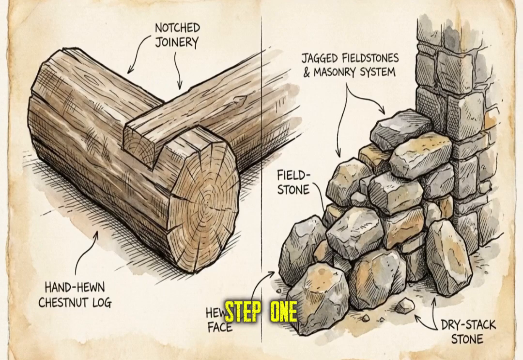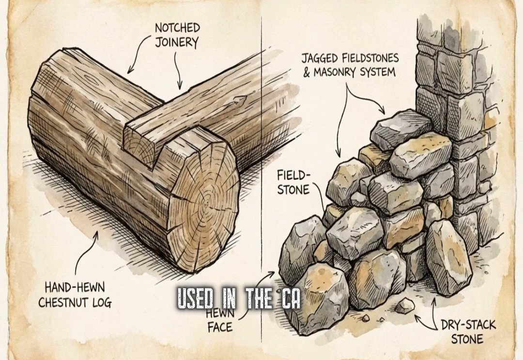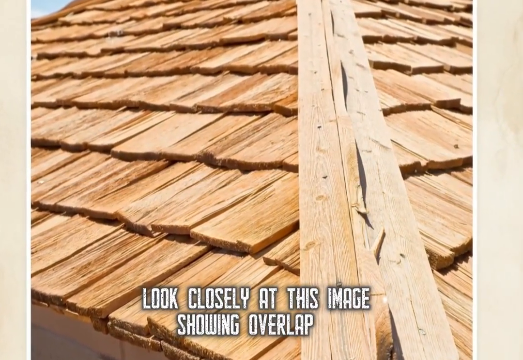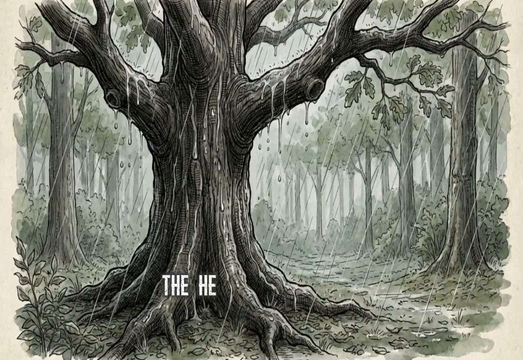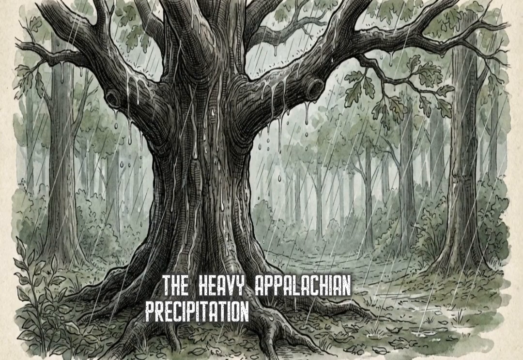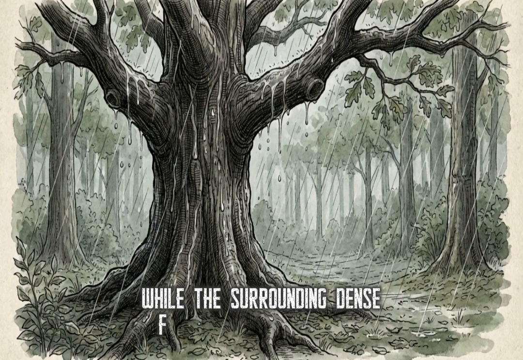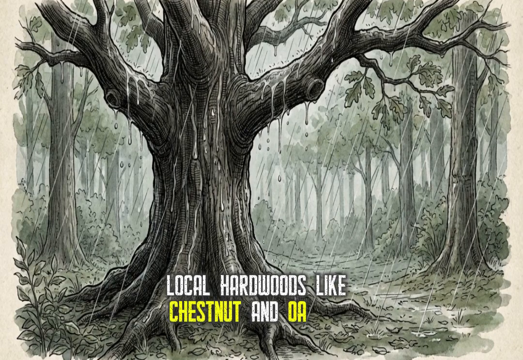Step 1 is to document the specific types of timber and stone used in the cabin's construction. Look closely at this image showing overlapping hand-split wood shingles, known as shakes. The heavy Appalachian precipitation required this steep, waterproof layout, while the surrounding dense forests provided durable local hardwoods, like chestnut and oak, to support it.